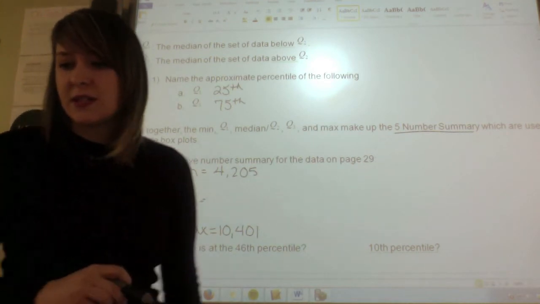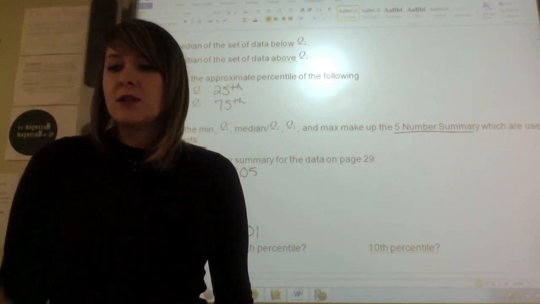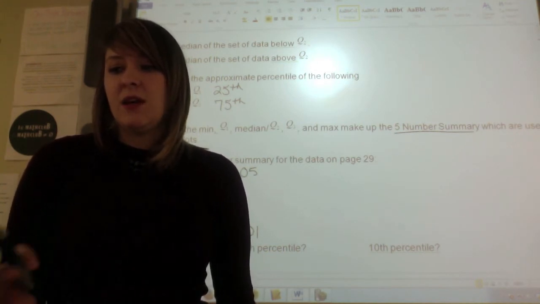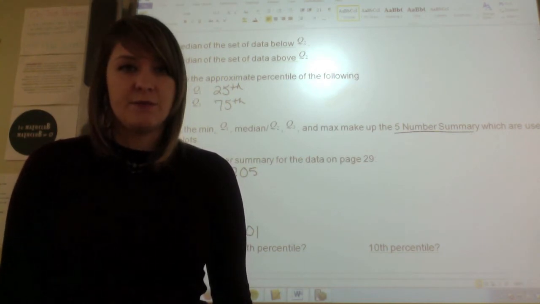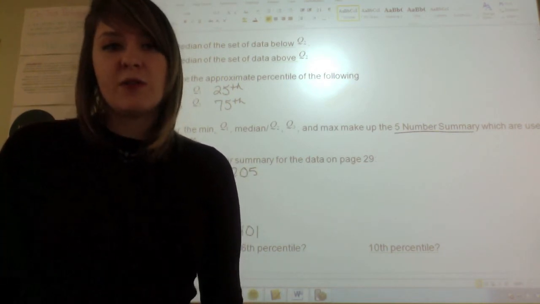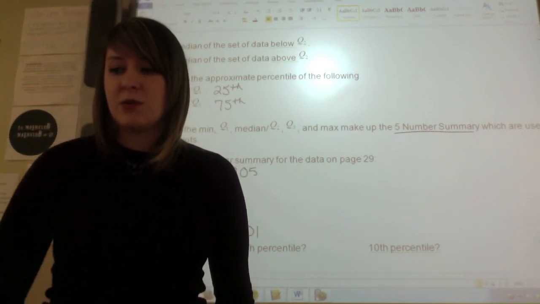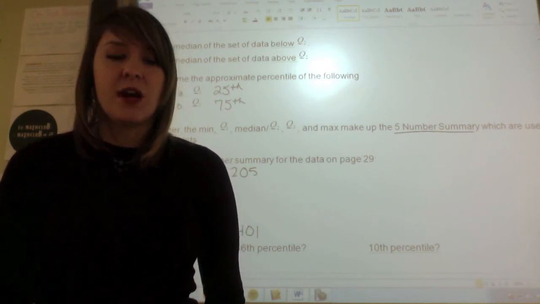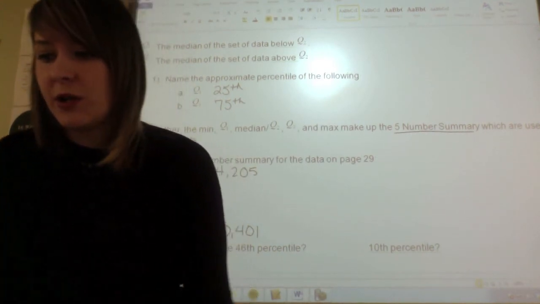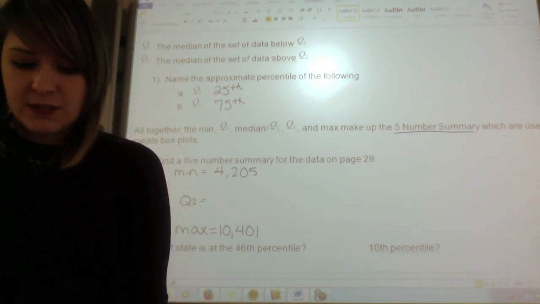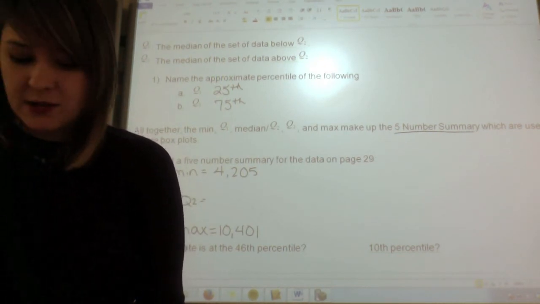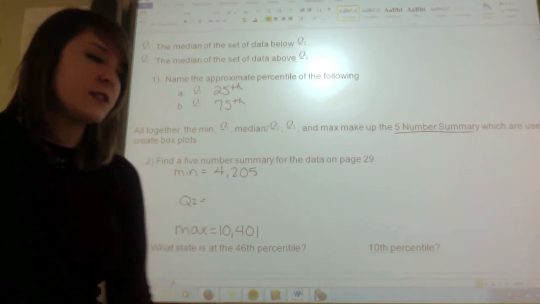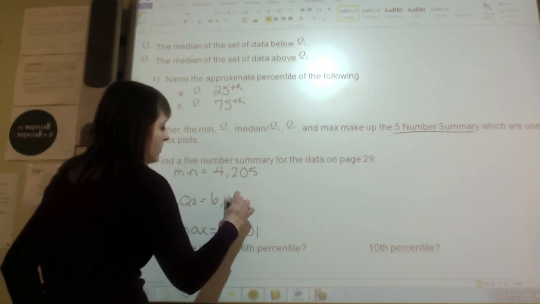My Q sub 2, that's going to be the median of my entire data set. So I've got 50 states here, which means that my median is going to be between 25 and 26. So because I have an even number of data points here, and I know that my median is going to be between 25 and 26, what I have to do is I have to take 25 and 26, which are Alaska and Minnesota, and I need to find the average of those. So what I'm going to do is take 6,156 plus 6,182, and then I'm going to divide that by 2, and I get 6,169. Okay.